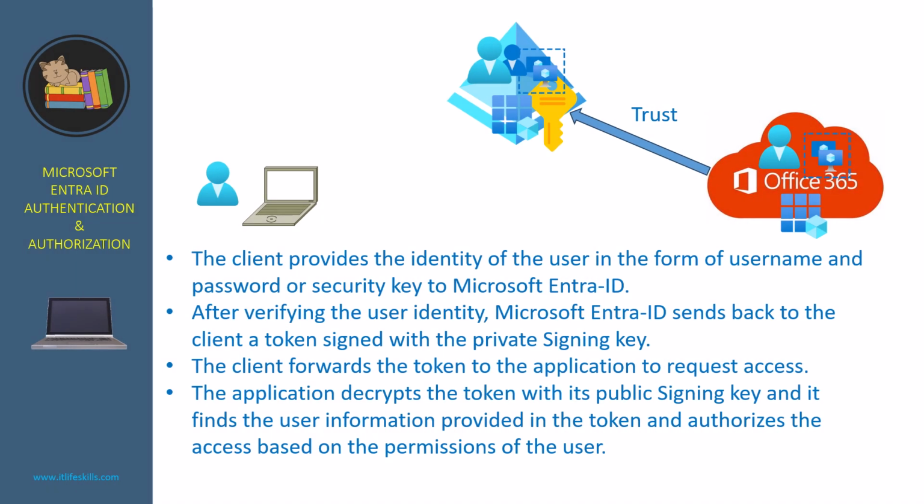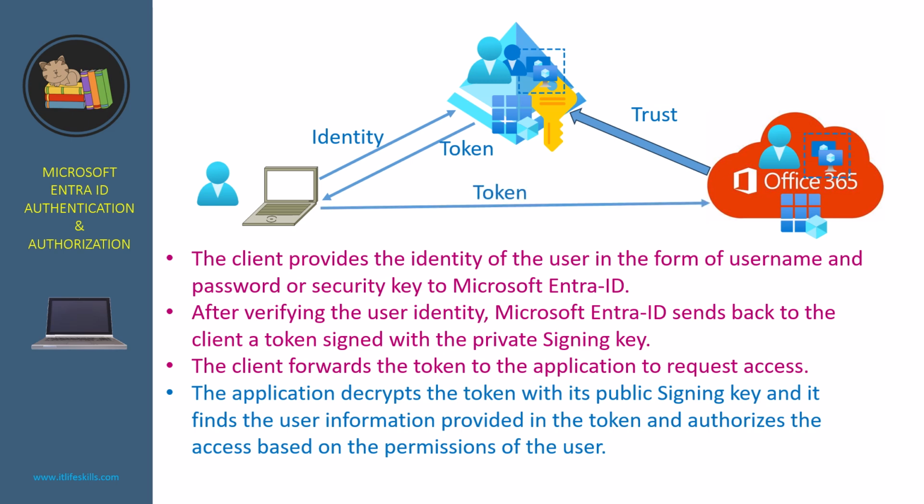Here is a standard authentication and authorization process with Microsoft Entra ID. First, the client provides the identity of the user in the form of username and password or security key to Microsoft Entra ID. After verifying the user identity, Microsoft Entra ID sends back to the client a token signed with the private signing key. The client then forwards the token to the application to request access.